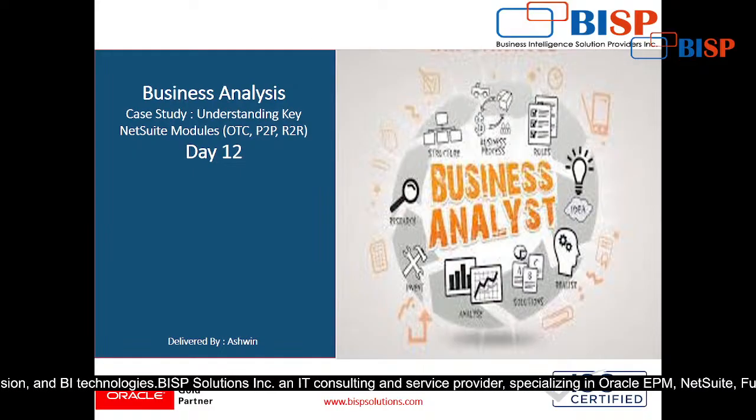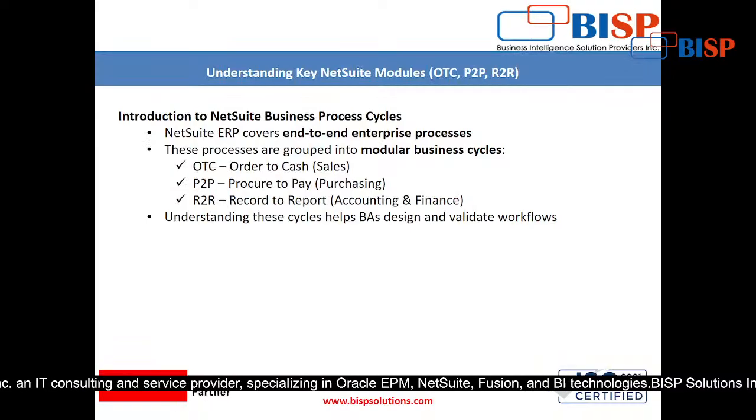For example, if NetSuite is to be implemented in a company's business, what will be the role of the business analyst? So we are going to see three modules today: O2C, P2P, R2R. O2C means order to cash, P2P means purchase to procure, and R2R means record to report. This is related to accounts and financing.